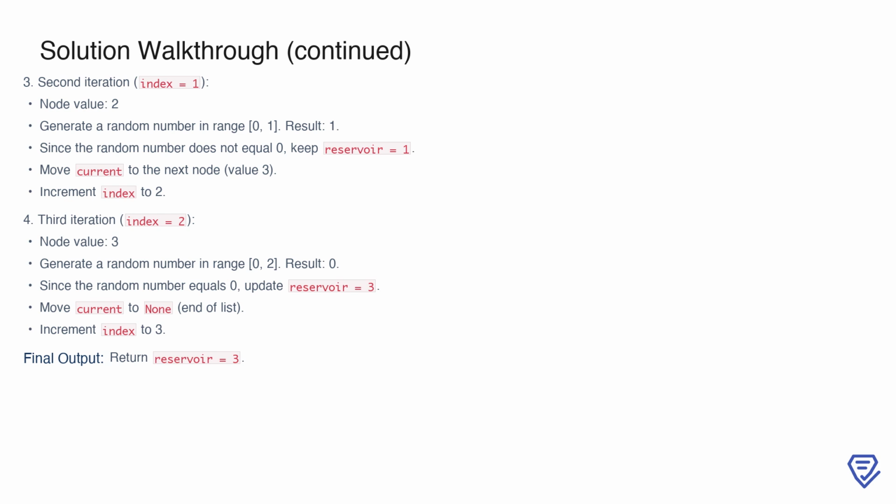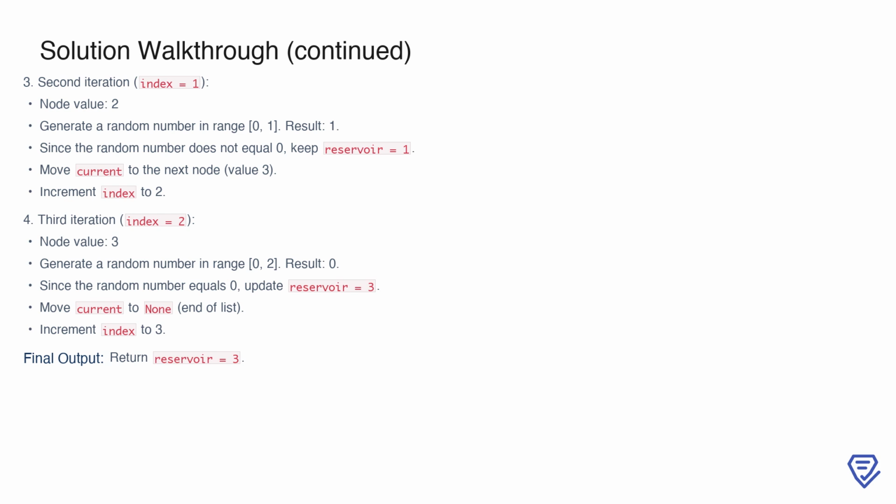In the second iteration, the index is now 1, and the current node value is 2. We generate a random number in the range 0 to 1, and this time, the result is 1. Since the random number does not equal 0, the reservoir remains unchanged at 1. We then move the current pointer to the next node, which has a value of 3, and increment index to 2.